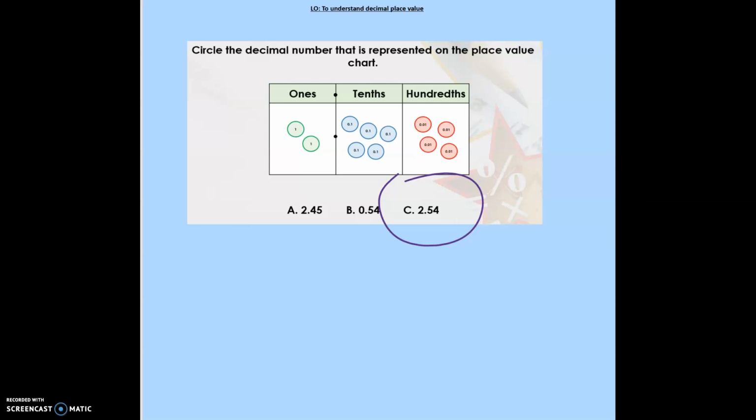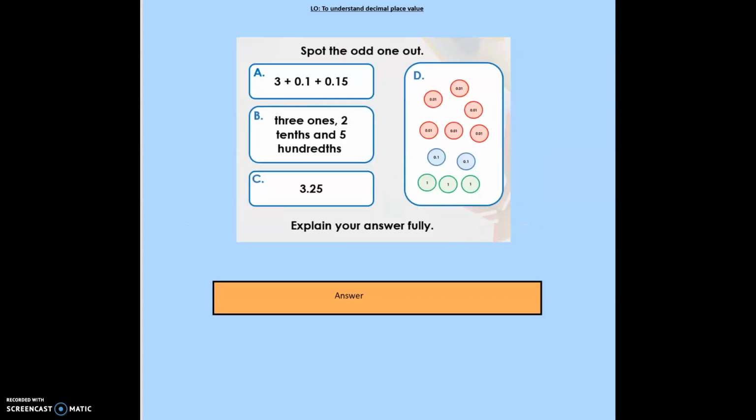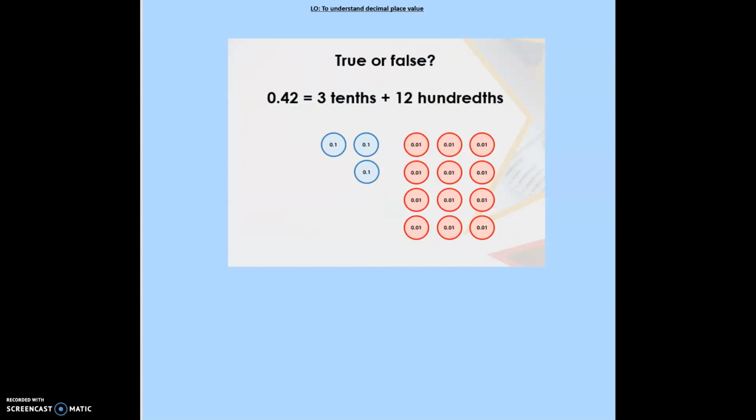Next question. True or false? 0.42 equals 3/10 and 12 hundredths.